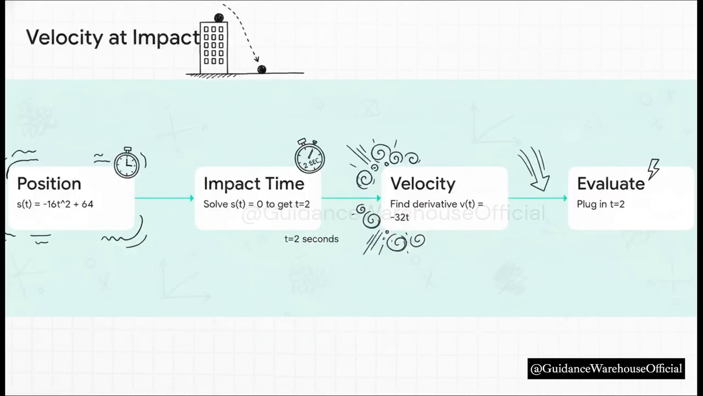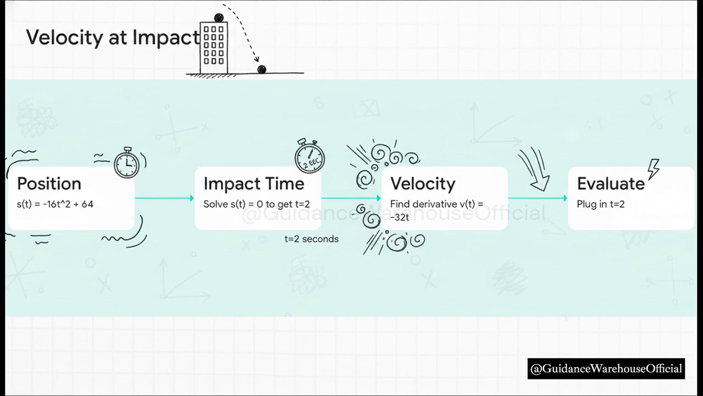Okay, so let's go back to that real-life problem we started with, the ball dropping from the 64-foot building. The position of that falling ball over time is mapped by the formula s of t equals negative 16t squared plus 64. First off, when does it actually hit the ground? Well, it hits when its position is 0. If you solve negative 16t squared plus 64 equals 0, you find out t equals 2 seconds.